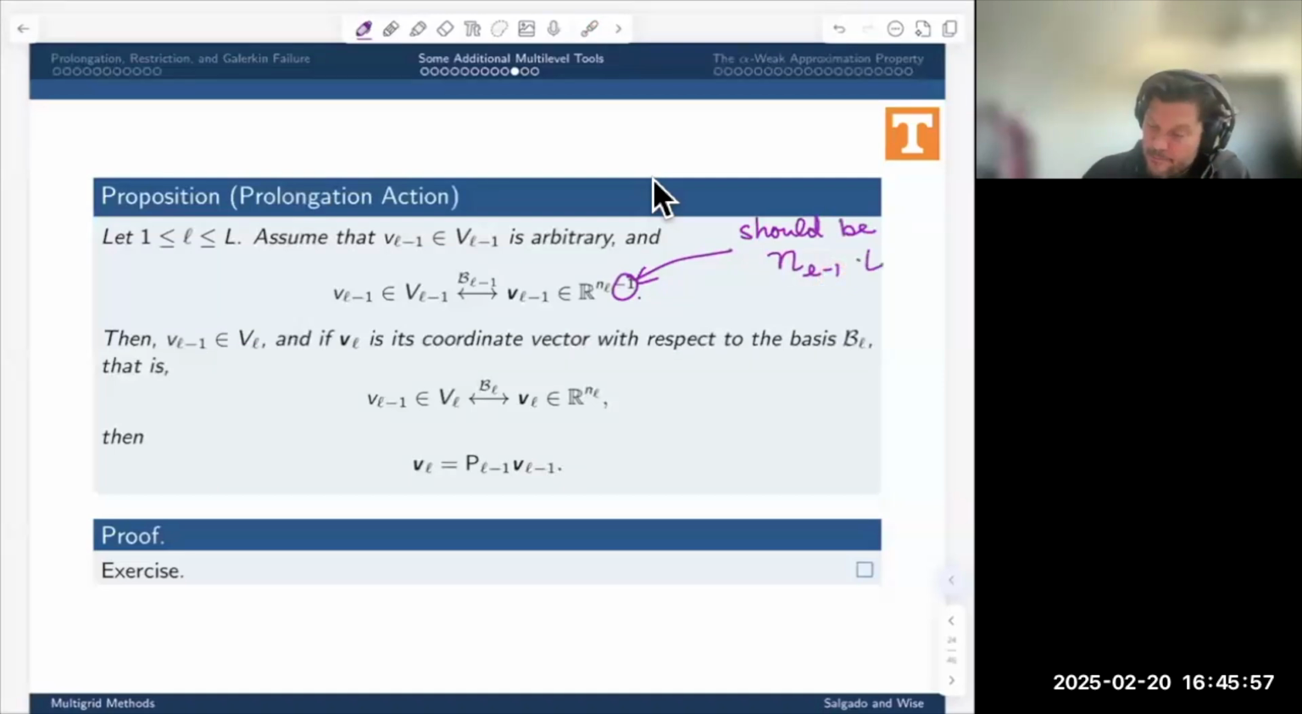That is a typo. Okay, so we're starting with a function on the coarse grid.